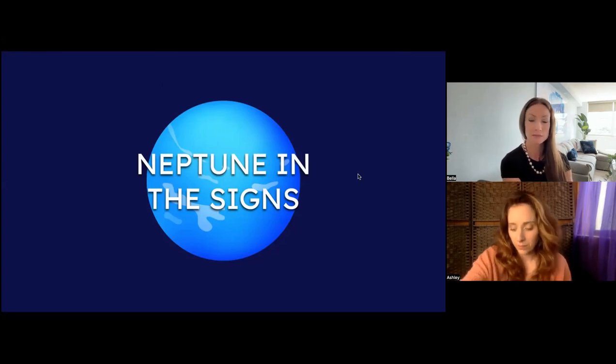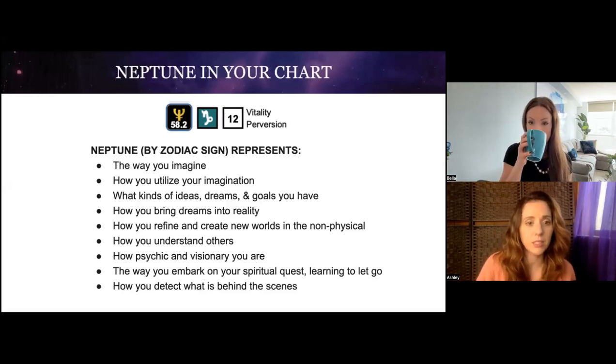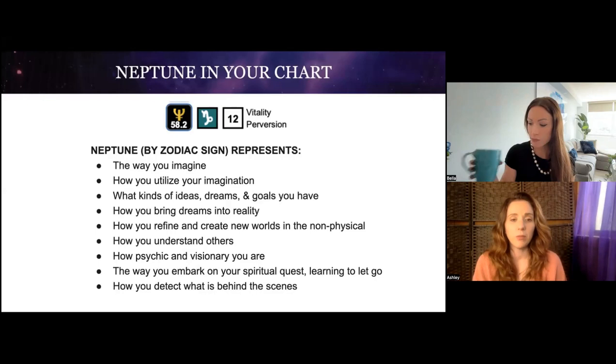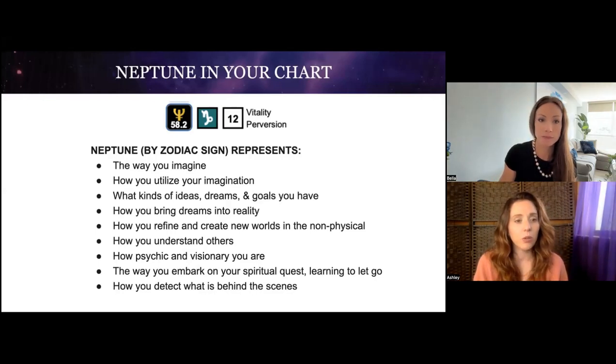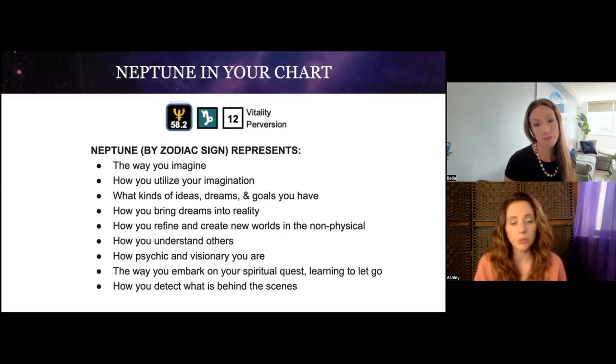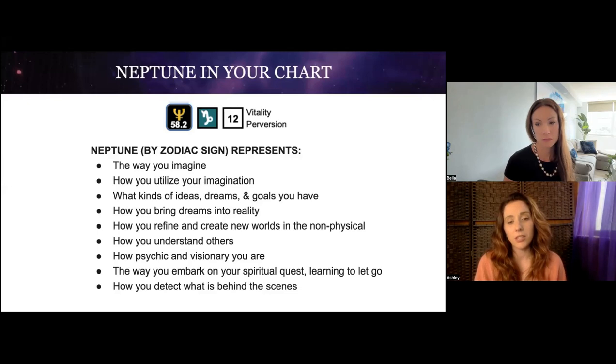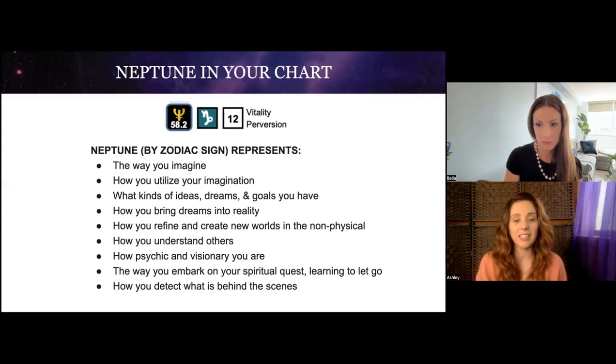So before we go into those zodiac signs, let's just see what Neptune represents. Remember how Neptune was the way that you imagine? It's also how you utilize your imagination, what kinds of ideas, dreams, and goals you have, how you bring dreams into reality, how you refine and create new worlds in the non-physical, how you understand others, how psychic and visionary you are, the way you embark on your spiritual quest, learning to let go, and how you detect what is behind the scenes.